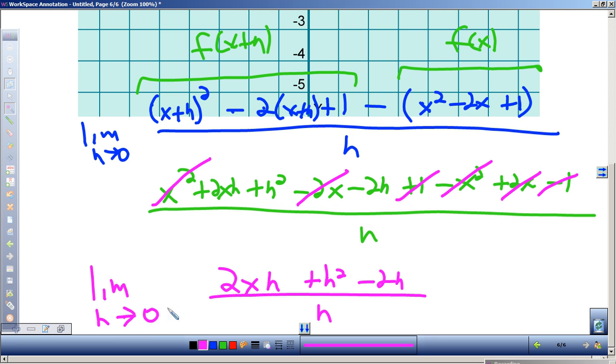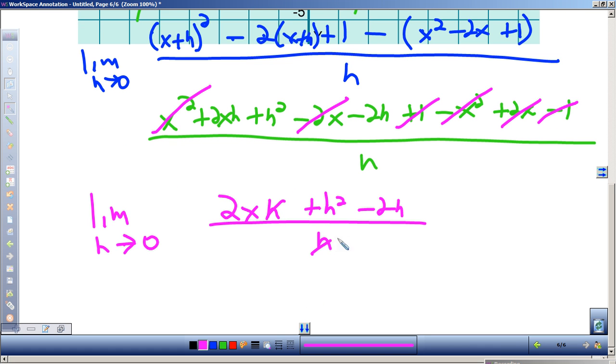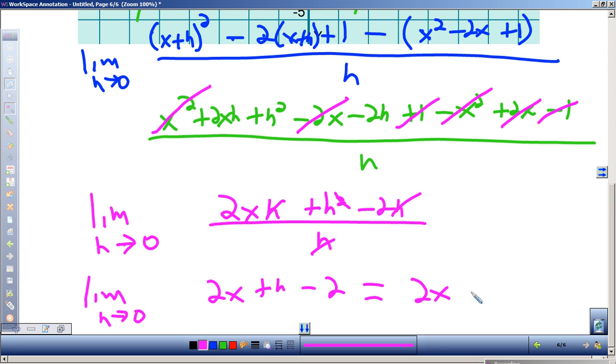And that's a hint. If you have stuff that didn't cancel out that doesn't have an h in it, something's wrong. Because we need that h to be in each term, or else we can't cancel with the bottom. If we can't cancel with the bottom, we can't do this problem. Because now we can cancel the h there, and give us 2x plus h minus 2. And what's this going to equal? 2x minus 2. So this is our slope.